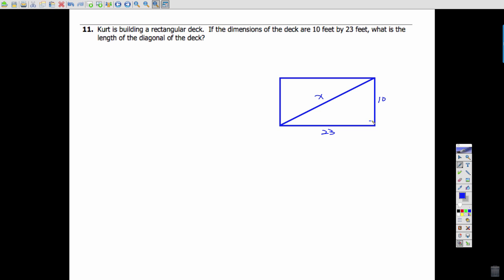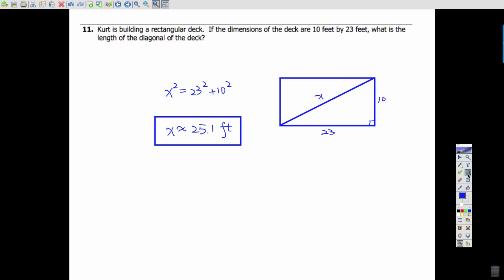Okay, obviously when it's a rectangle, it's 90 degrees in the corner. So now you've got 2 legs. You can set it up to solve for the hypotenuse. That's why people who are good at math are really good with home improvement projects. Your x, the diagonal, should be about 25 feet or so, 25.1 feet.